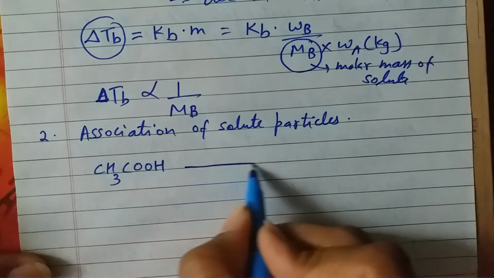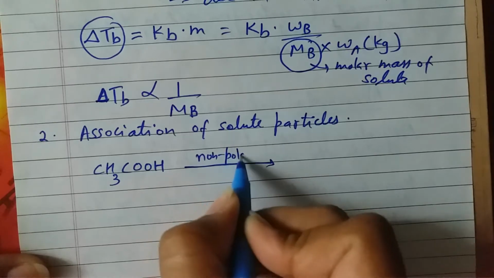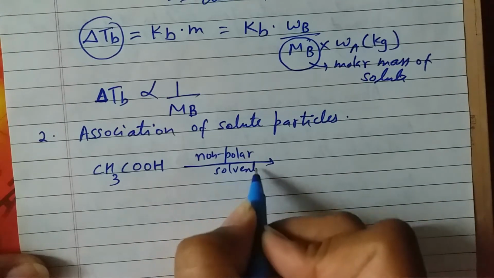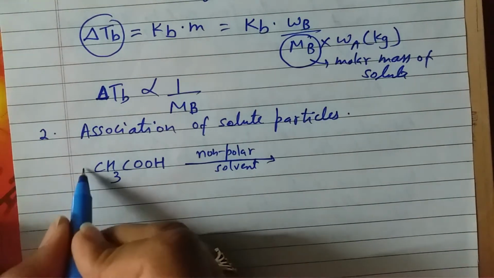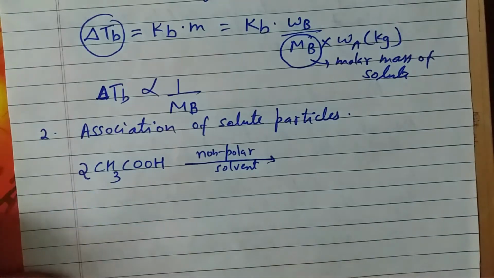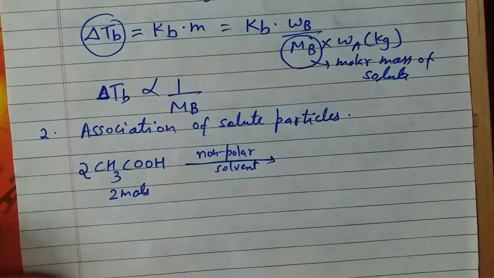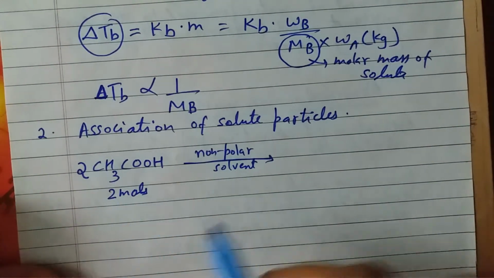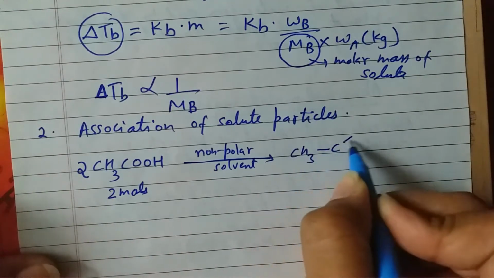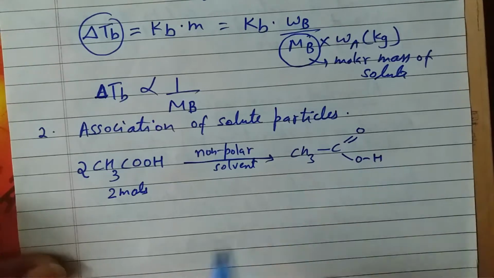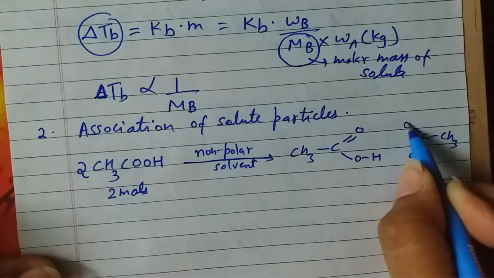CH3COOH. When ethanoic acid is taken in the presence of a non-polar solvent, it is found to associate. Associate means what? Two molecules or 2 moles of ethanoic acid that you take. I am taking 2 moles of ethanoic acid and I have added it to a non-polar solvent, and what is found is that the two molecules, they associate. CH3 C double bond OOH is one molecule, and CH3 C double bond OOH is the second molecule.